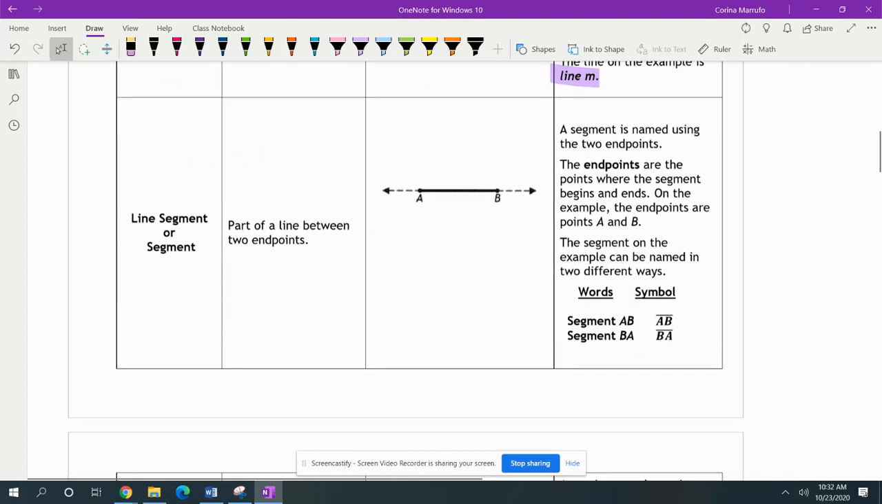Here it says line segment or segment. So a segment is only a piece of the line. It's when you're only talking from A to B. Okay, so parts between the two endpoints. Not the continuance in both directions, just that little section. Okay, you can say segment AB or segment BA, the order doesn't matter, and that's what it looks like. So if you notice on this one, the symbol doesn't have the arrows on the top. Okay, it just has the line segment.